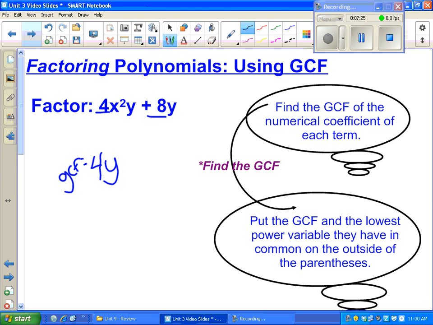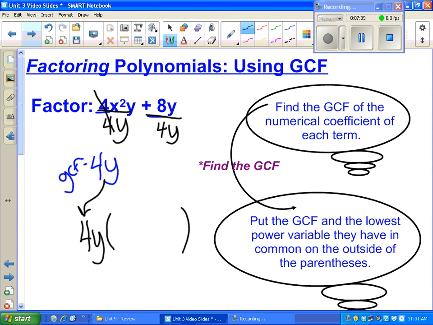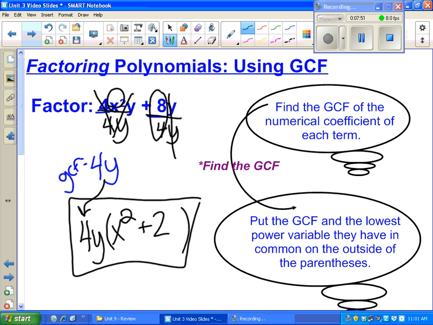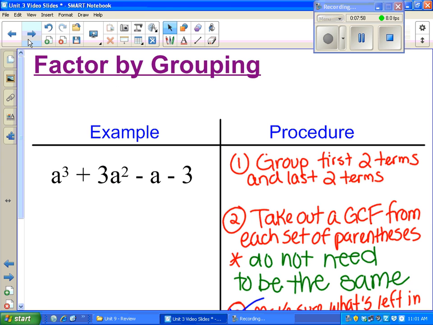What you have to do with the GCF then is divide it by both of your terms, or however many terms you have. So the GCF comes on the outside of a set of parentheses, and on the inside is the answers when you divide. So 4 divided by 4 goes to 1. We're left with an x squared. y over y goes to 1, so we're left with an x squared, so that goes here. 8 divided by 4 is a positive 2. The y's go to 1, so this is my final answer. GCF always goes on the outside of the parentheses. What you get when you divide goes on the inside of the parentheses.